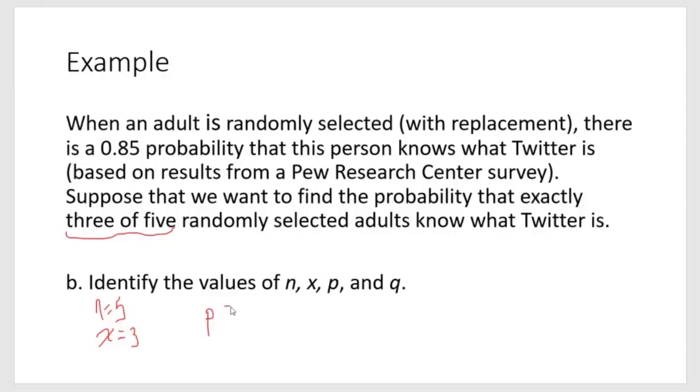P is the 85%. I put that on the previous slide. Q is always the equivalent of 1 minus P because they're complements. And if you knew Q, you could find P by doing 1 minus Q. But that's where I got the 0.15. Okay?